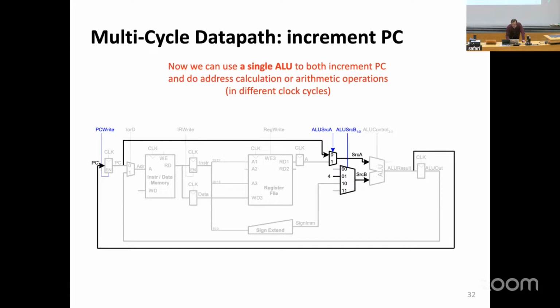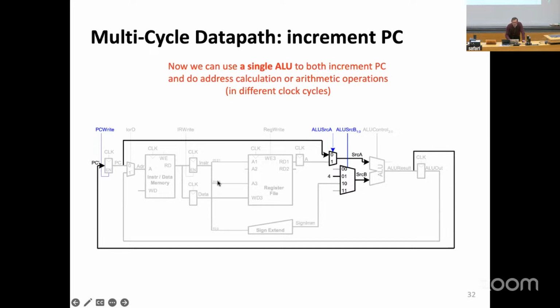Okay, increment PC. Basically, this ALU source A selects PC, which is 0. This ALU source B selects 4, because we are going to do PC plus 4, and ALU control should be set to addition over here. And we take the ALU result and put it into program counter. So we need a PC write signal to write enable the program counter register.